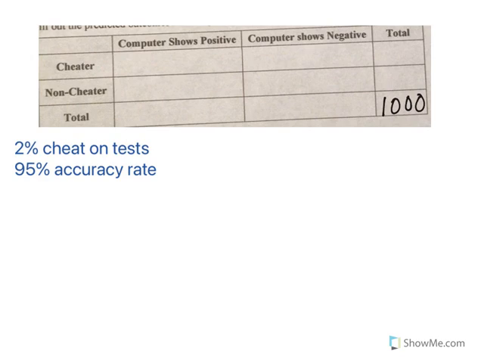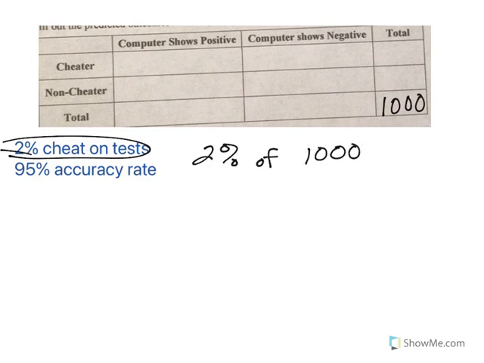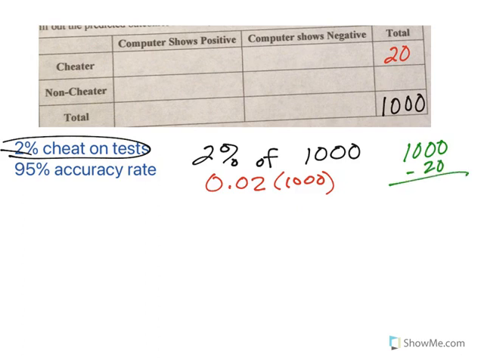Now, if 2% cheat on tests, that means 2% of the 1,000 students are cheaters. Mathematically, 2% is 0.02. Let's multiply that by 1,000, and that means 20 students cheat on the test. Think logically. If we have 1,000 students and 20 of them are cheaters, that means 980 are not cheaters.